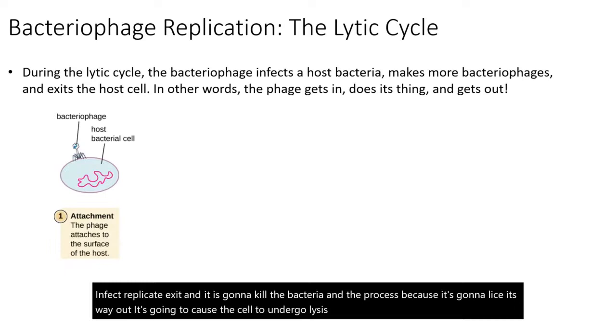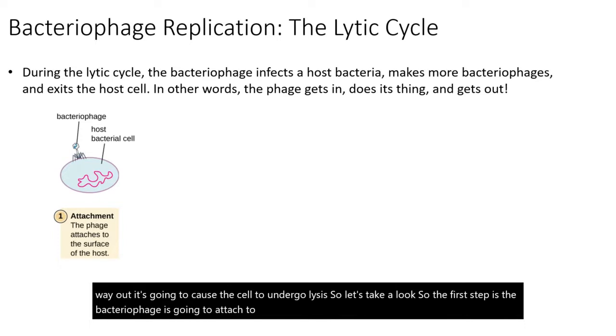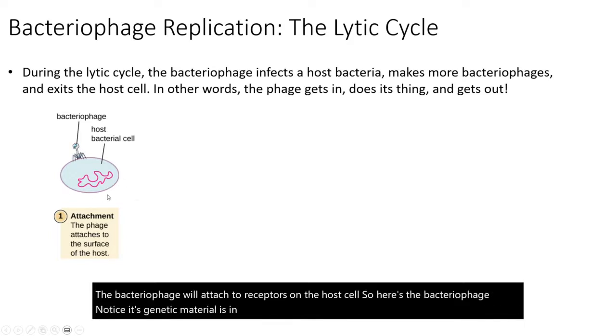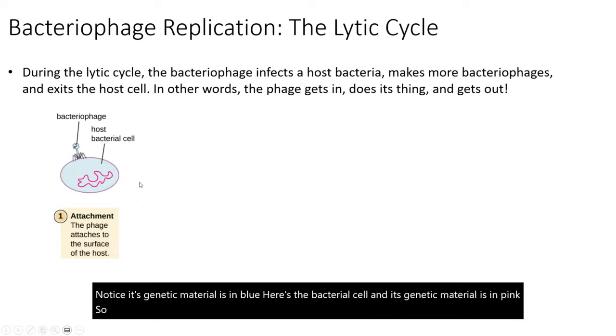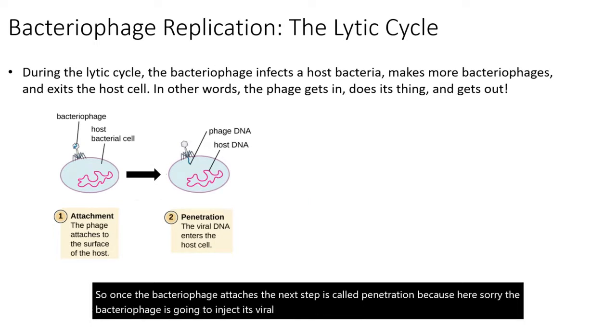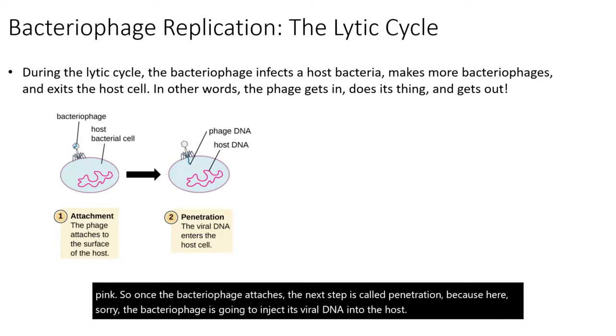So let's take a look. The first step is the bacteriophage is going to attach to the host. Remember, we talked about host range already. The bacteriophage will attach to receptors on the host cell. Here's the bacteriophage. Notice its genetic material is in blue. Here's the bacterial cell, and its genetic material is in pink. Once the bacteriophage attaches, the next step is called penetration, because here, the bacteriophage is going to inject its viral DNA into the host, much like a syringe.